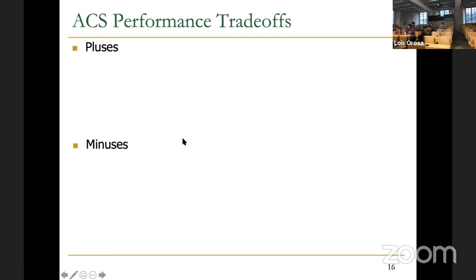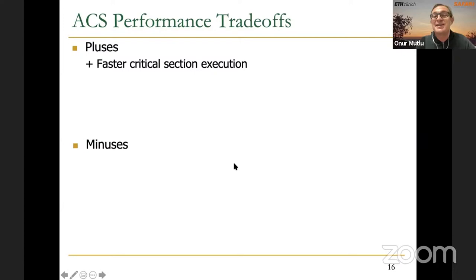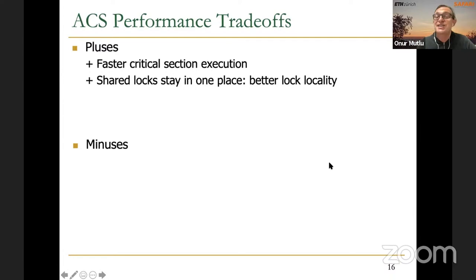So let's talk about pluses and minuses. As with any idea, this idea also has pluses and minuses, right? Clearly, we get hopefully faster critical section execution, not guaranteed, as I said, but hopefully it's faster because it's a large core. But you also get another benefit. Shared locks stay in one place, meaning the large core, assuming that every critical section executes in the large core. You are not bottlenecked by our critical section request buffer, for example. By the way, to answer your question in a little bit more detail, a critical section request buffer is not a system bottleneck. It can be as large as you need it because it's a FIFO queue in the current design. So it's not that bad in terms of design.